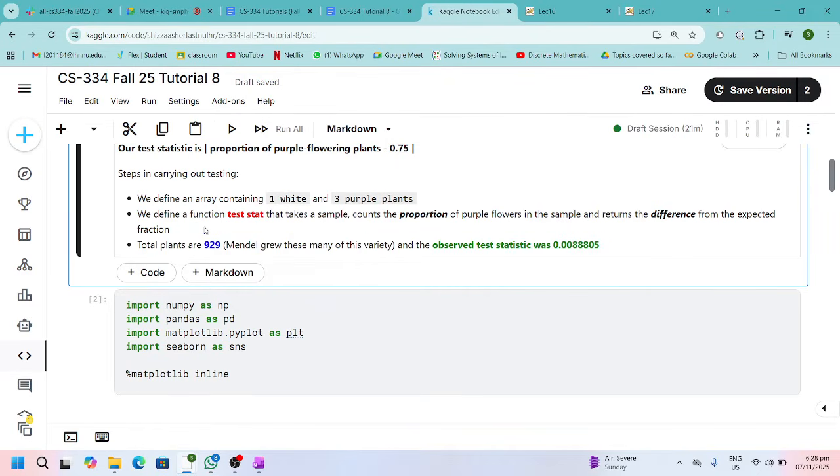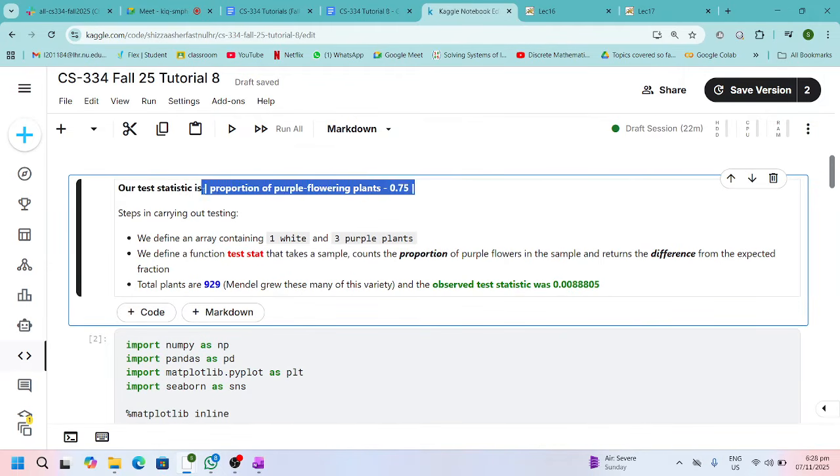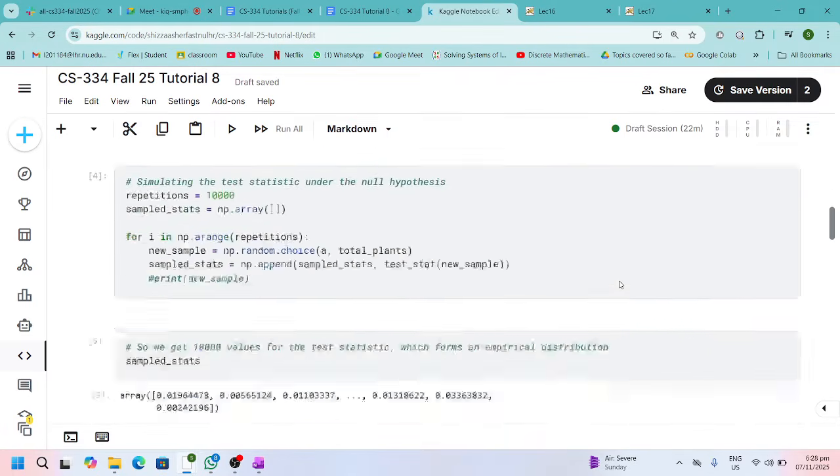There were a total of 929 plants that Mendel grew himself. So he conducted this experiment. उन plants के लिए उसने जब यही test statistic calculate की जो हमने define की है, this is our test statistic, so the value he obtained was 0.008805. This is the observed statistic. We have not simulated this, we have not synthetically generated this, we have observed it.